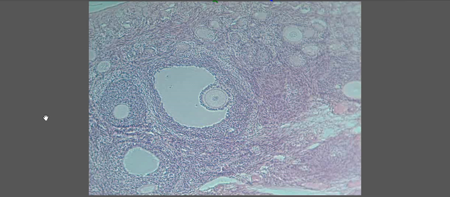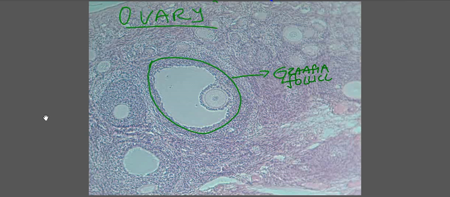What is this thing? We know this is an... You're saying it's a primordial follicle? So it's hard to pronounce, right? Graafian follicle, right? This is a Graafian follicle. So the primordial follicles are smaller and they're around here. One here, one here. All right, so they're kind of immature follicles, right? So they're all around.